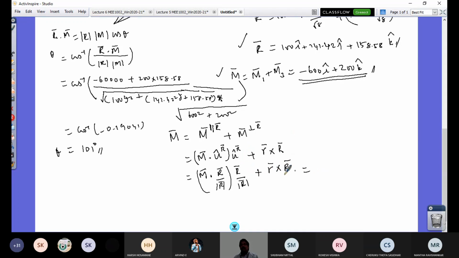So again, I see this as, except this R vector, the rest all I bring together. So it is M vector couple vector dot R vector divided by modulus of R into modulus of R, that's R squared, into R vector. Right? So plus R cross R vector. So what does this, you see, dot product by modulus square. So this is what is called the pitch of the wrench times R vector plus R cross R vector.